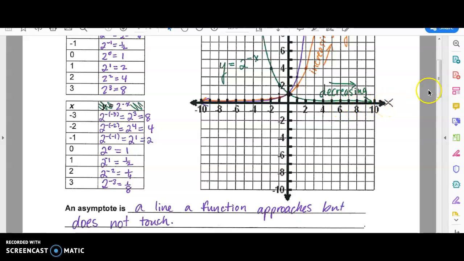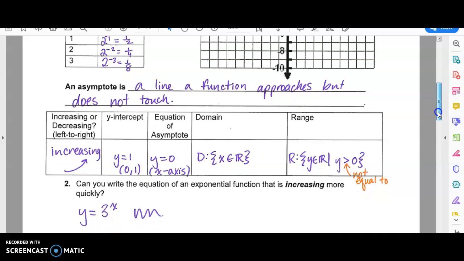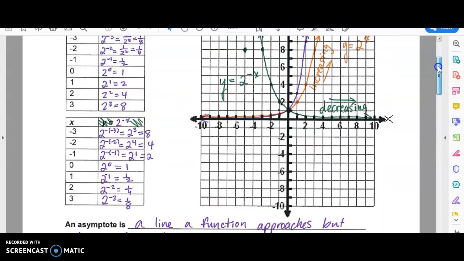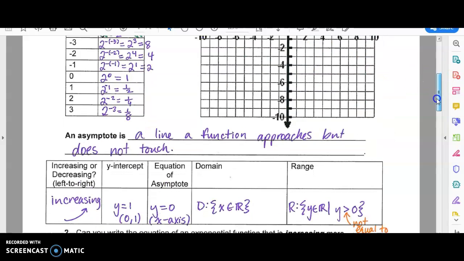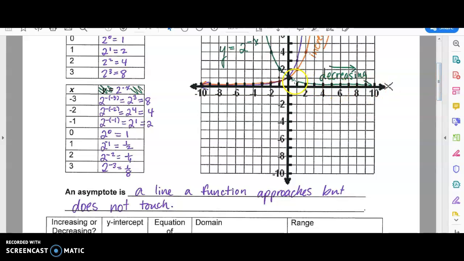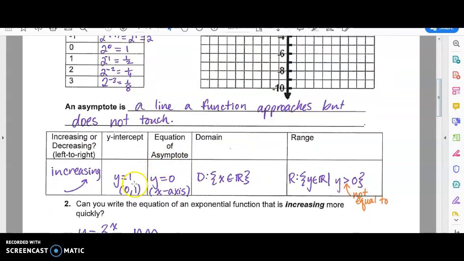Okay, so moving on to our table here, if we look at the graph of y equals 2 to the x, is it increasing or decreasing? Well, we already looked at increasing and decreasing. So y equals 2 to the x is in orange. It is increasing. Okay. What's the y-intercept? Well, where does it cross the y-axis? It crosses it at a value of 1. So you can say y equals 1, or the coordinate is actually (0, 1). The asymptote we talked about is the x-axis, or y equals 0.